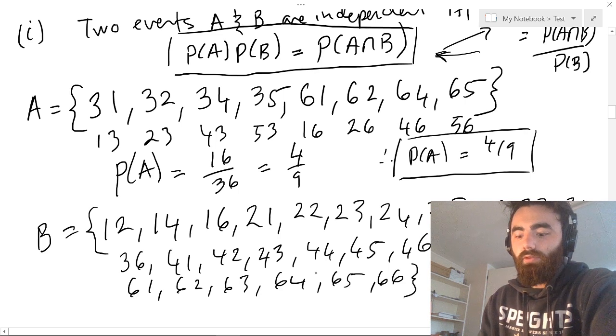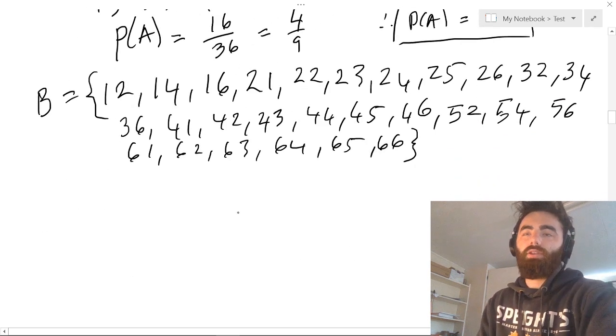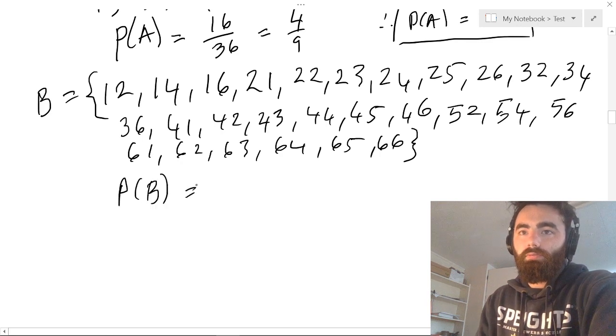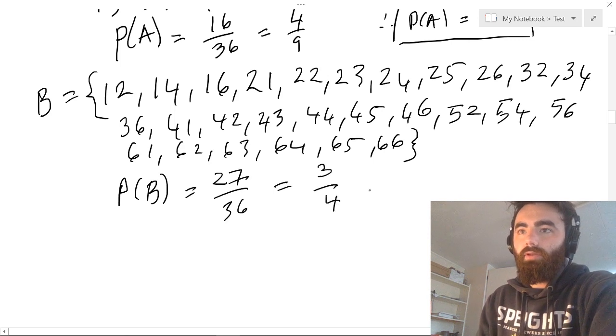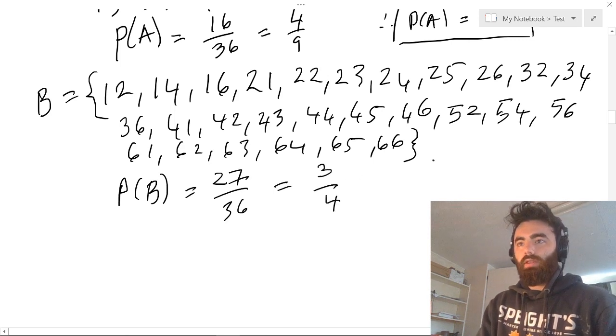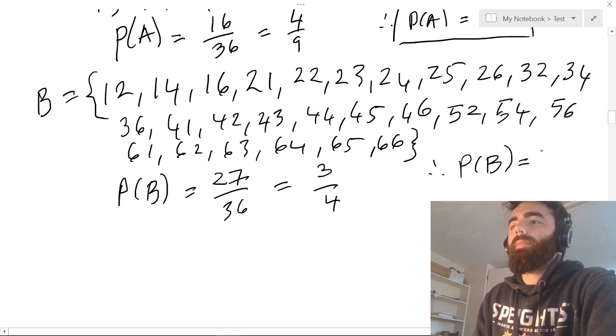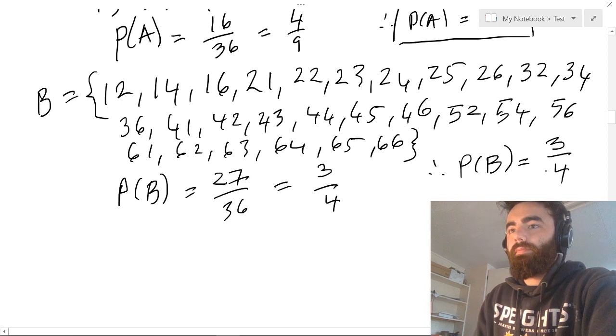Okay, so what's the probability of B? Well, let's count those up. 1, 2, 3, 4, 5, 6, 7, 8, 9, 10, 11, 12, 13, 14, 15, 16, 17, 18, 19, 20, 21, 22, 23, 24, 25, 26, 27. So it's 27. 27 over 36, which is, with my quick math, 3/4. So therefore, the probability of B occurring is 3/4.